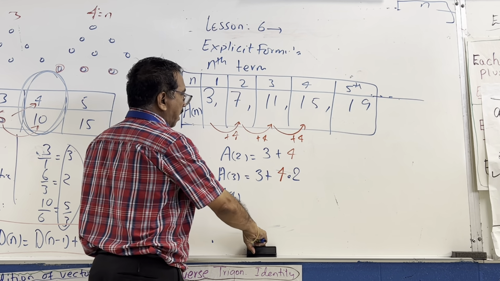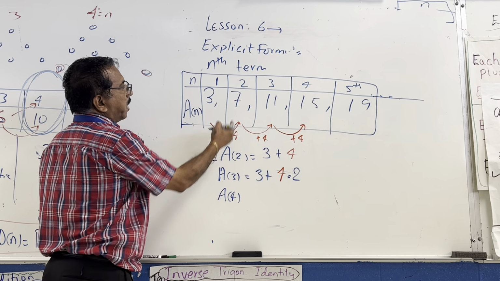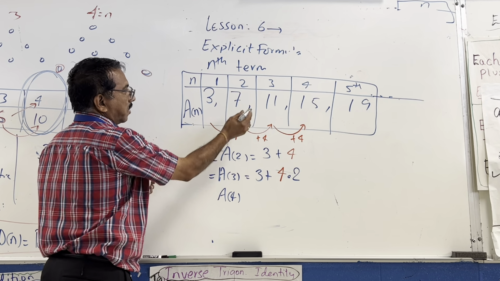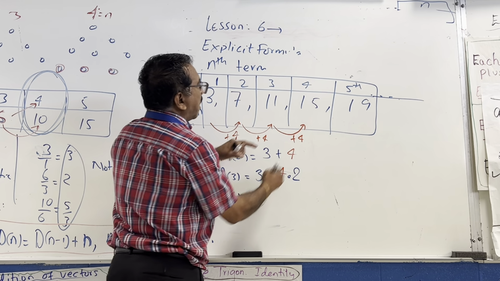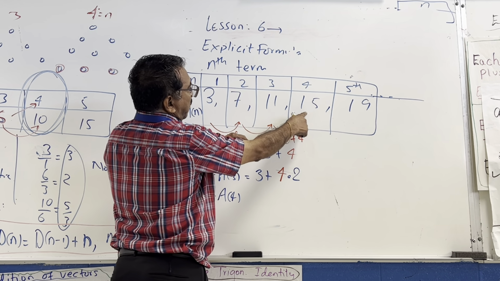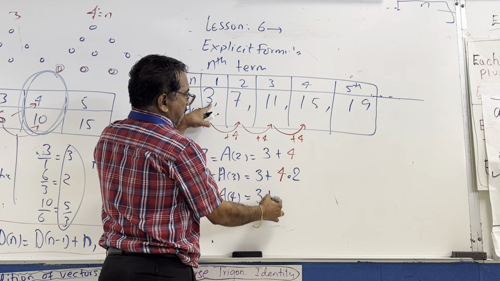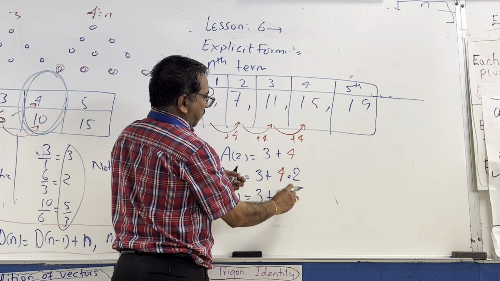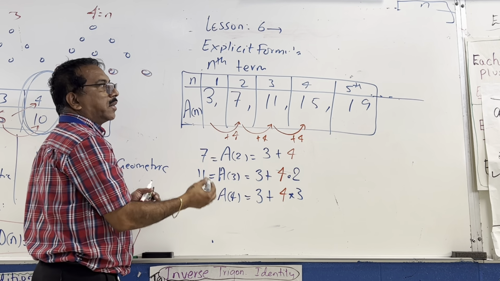Of course, the second number is 7, this is 11, this is 15, and how did we get 15? You're adding 4, 4, 4. So you start with 3, but you are adding 4. How many times are you adding it? Adding 3 times. And likewise, we can get another one.